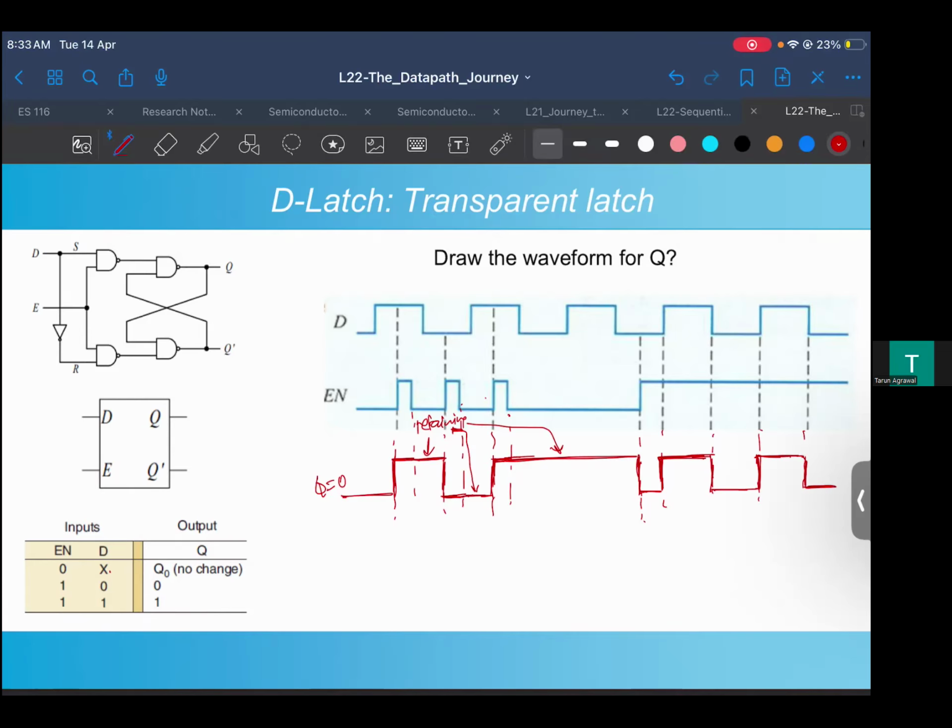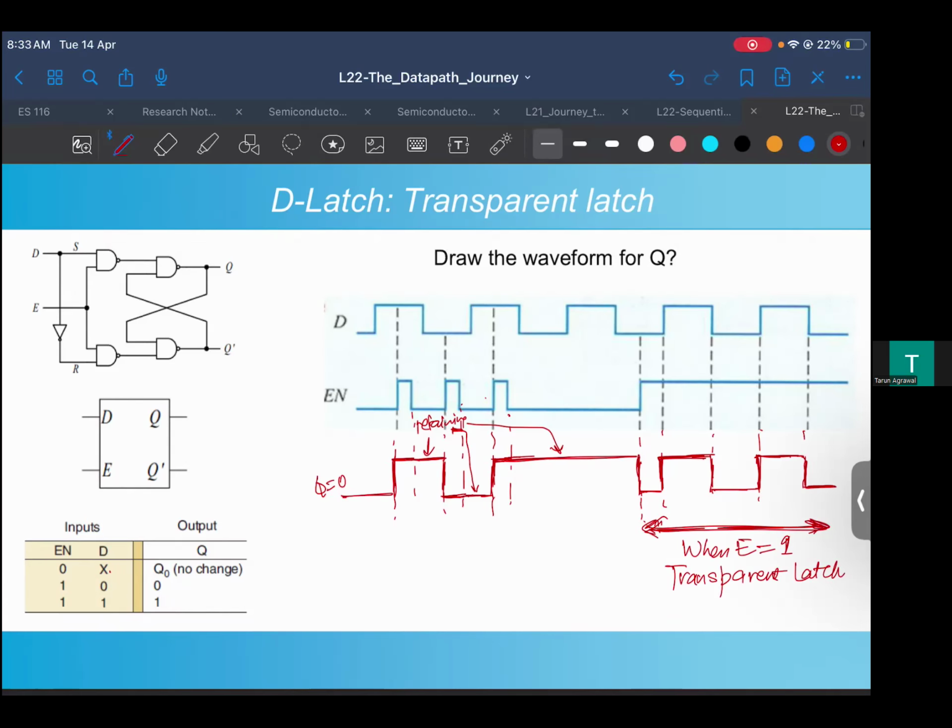Now what is the problem with this? The problem is this: when enable is 1, this is behaving like a transparent latch. There is no retaining. That means if enable was 1 and there was some noise or some kind of misbehavior of the input, like debouncing, which we saw in one case, this is still a problem because then enable has to deal with that. Enable has to go 0 so that the debouncing does not happen.